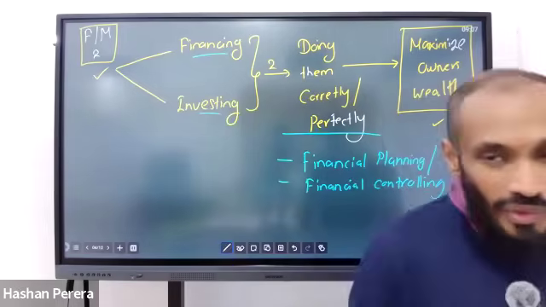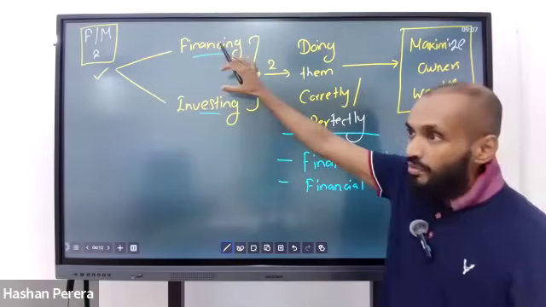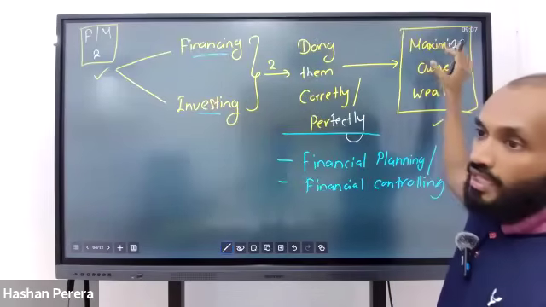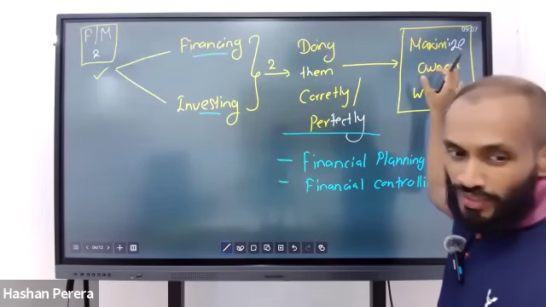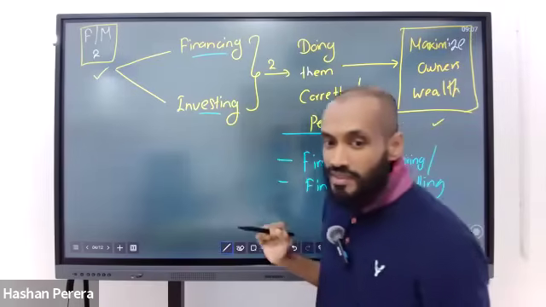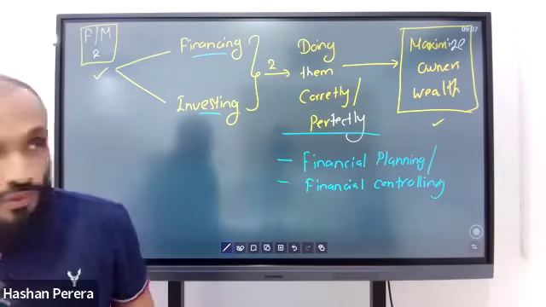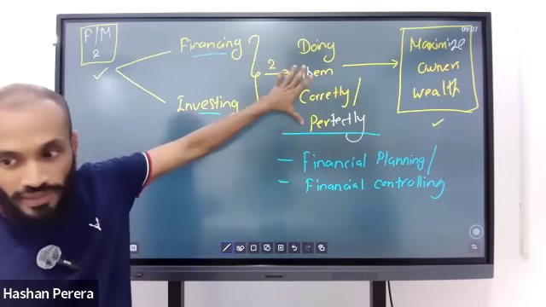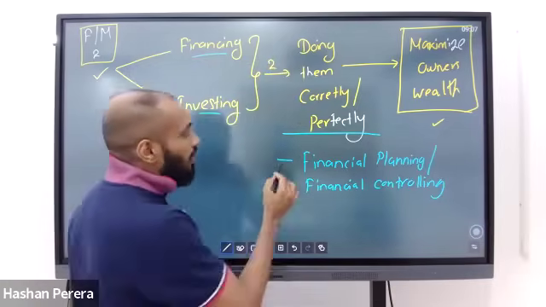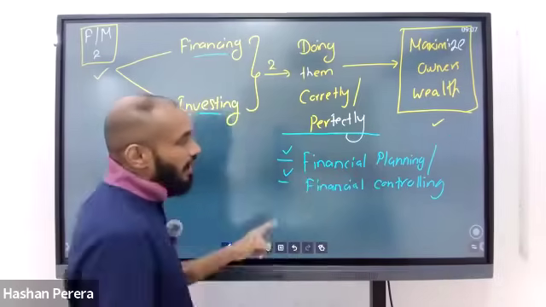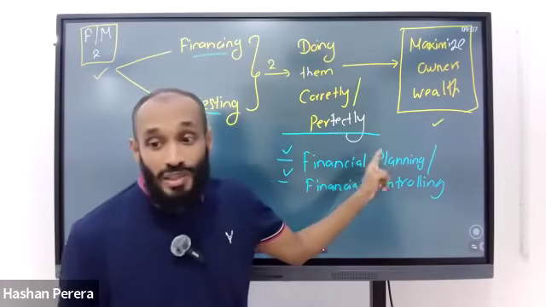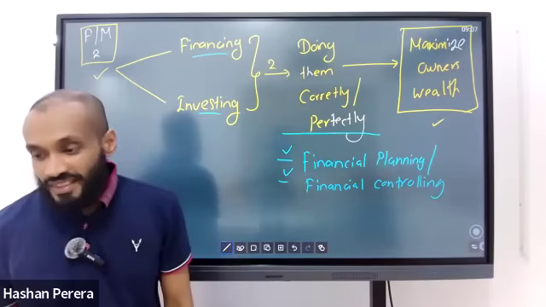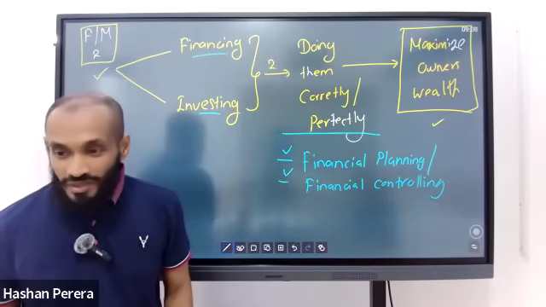Now financial decisions, we have to make financing decisions and investment decisions. If we do that perfectly, we will be able to achieve our final objective, that is maximizing owner's wealth, right? If you want to perform these two things correctly and perfectly, there are two things you have to do: financial planning and financial control. Clear?